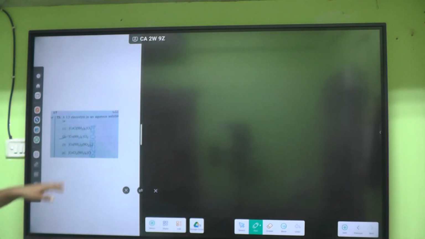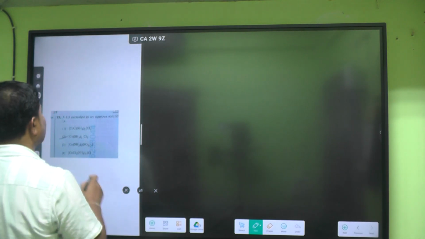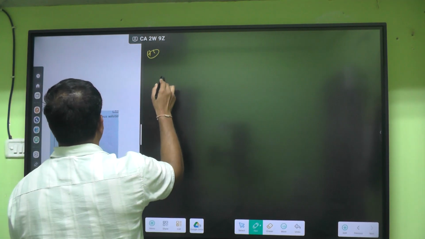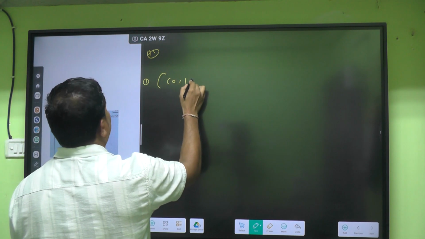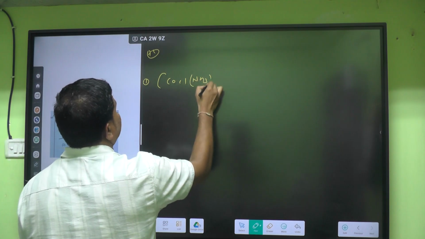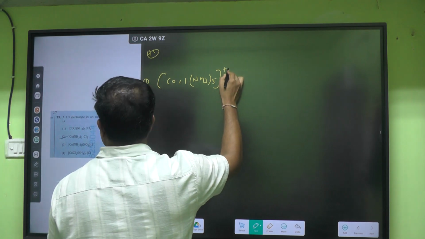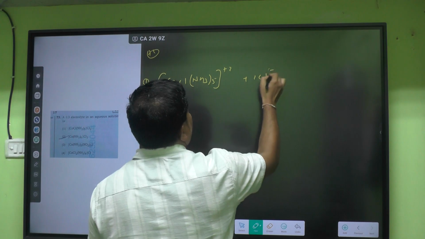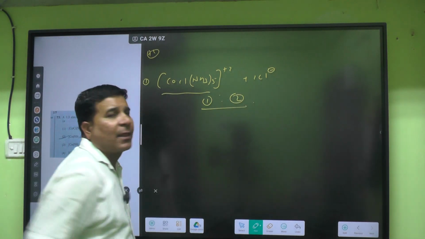Now question number 73. Very simple question. 1:2 electrolyte in aqueous solution. The ionization gives 1 ion and 2 ions. Now for 73, after dissociation, the coordination compound gives, in option one, Cl NH3 and Cl2. It will be 2Cl negative, 2 positive, 2Cl negative here. Now how many ions here? 1 ion plus 2 ions. The ratio will be 1:2.